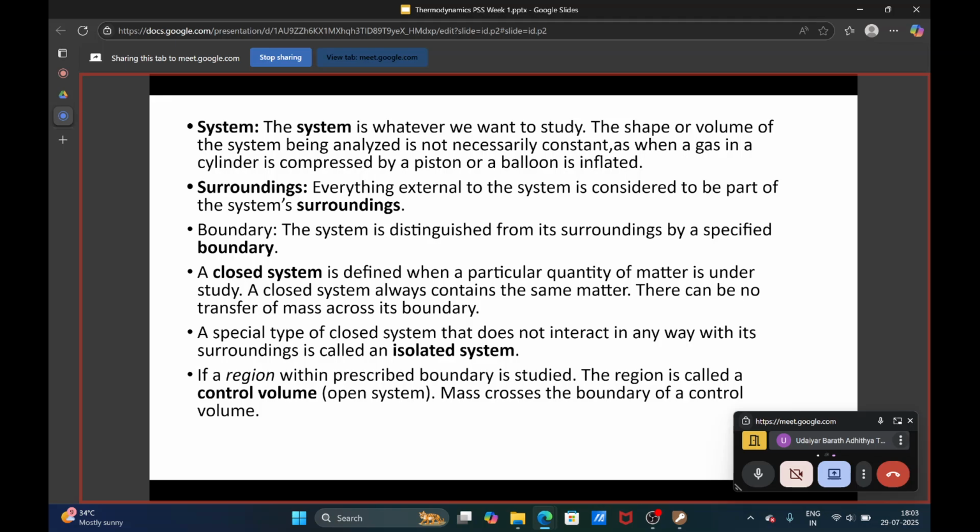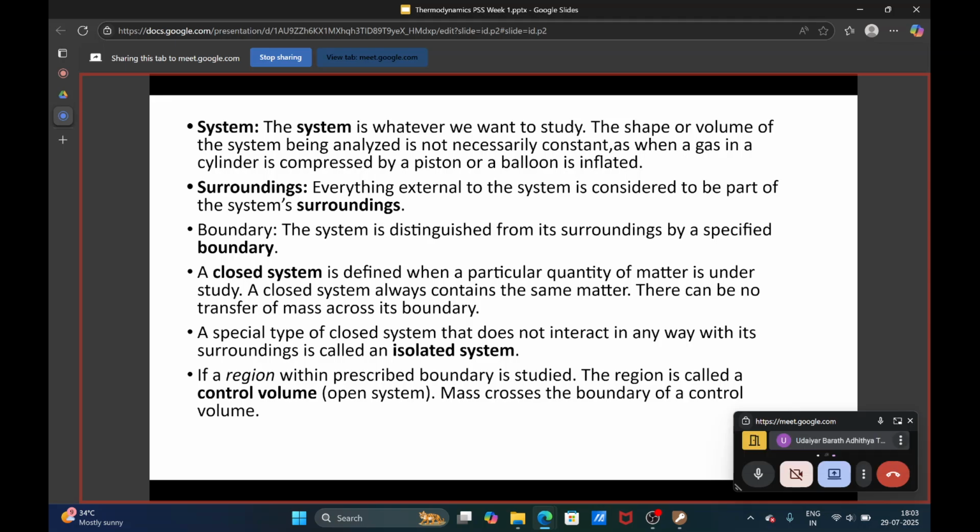So again, the system can be classified into different types, which we'll look at again. But here I've given the shape or volume of a system being analyzed. This is not like a constant. It can be varying. Like if you have a balloon and you are filling in air, it's expanding. So here the balloon itself can be your system. It's not rigid, or not a fixed shape, but it can vary. So it depends again on the type of system.